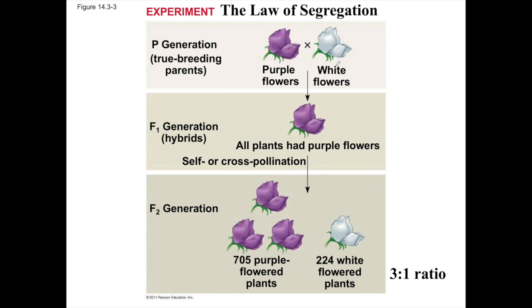Similarly, the true breeding white flowered plant, the reason it was true breeding is because the two copies of the flower color gene were both the white allele. Since it didn't have a purple flower color allele, it couldn't make purple flowers. Okay, so that explains why these plants are true breeding for purple and true breeding for white.